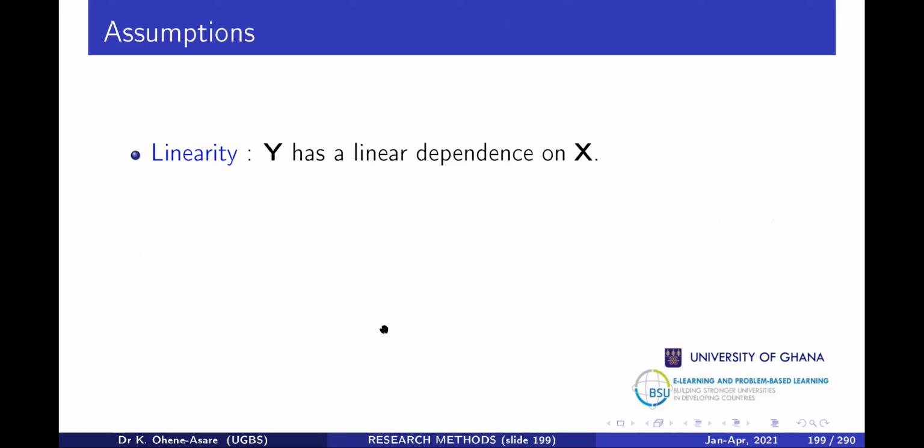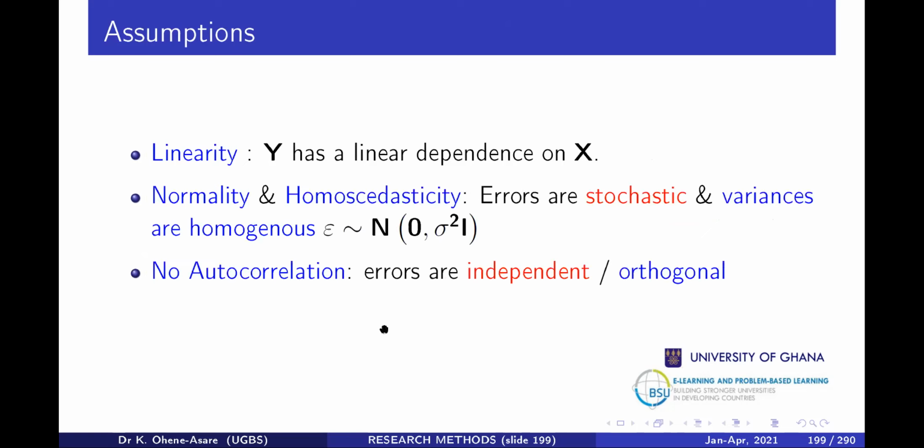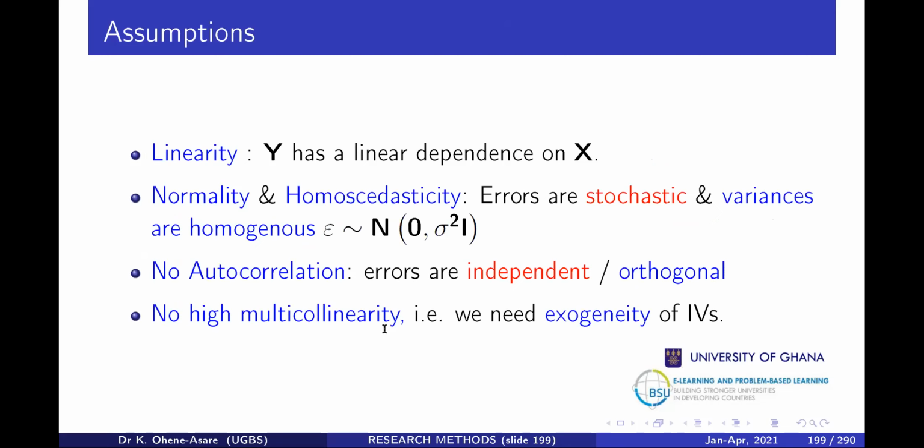Now, the assumptions of regression I've given in the other video, so you can check it. But you should know all these assumptions of regression. Oh man, you should know them. Linearity, normality, homoscedasticity, no autocorrelation, no high multicollinearity. You should have that. Sometimes no endogeneity.